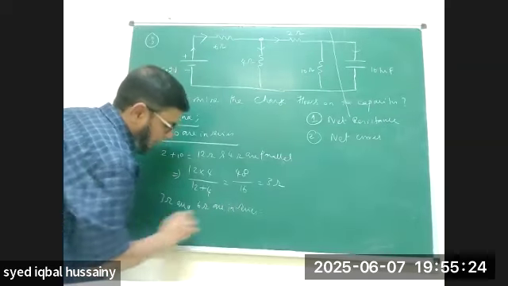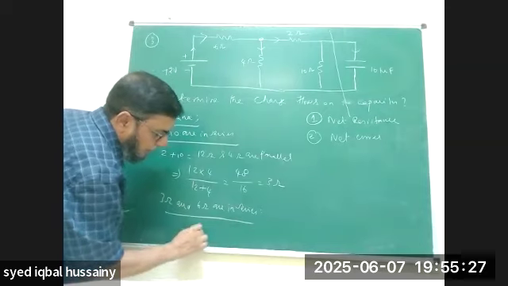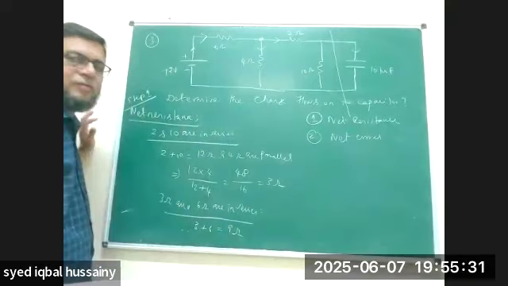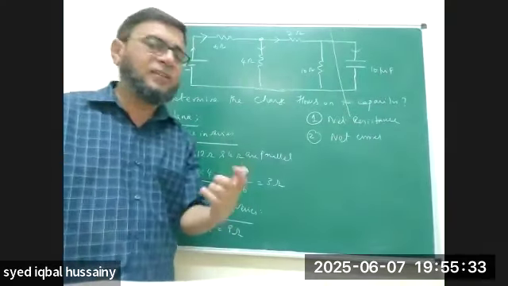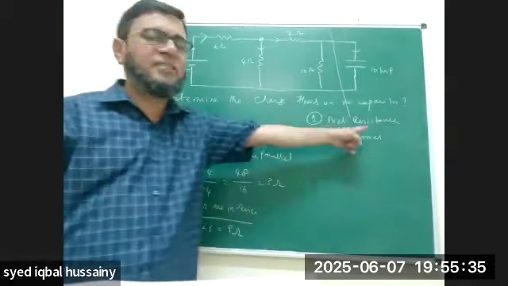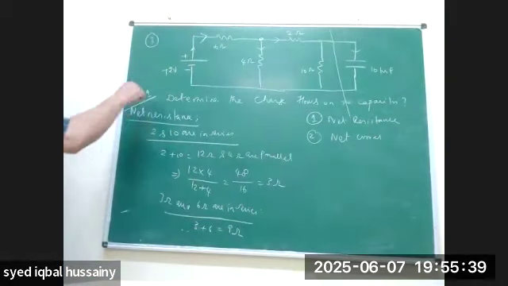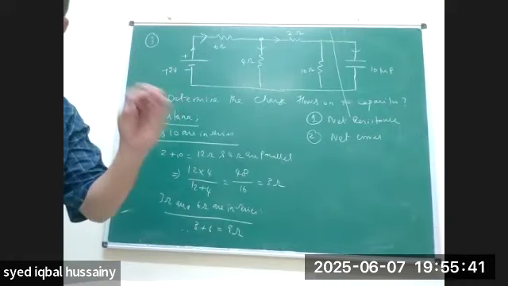Therefore 3 plus 6, 9 ohm is the final answer. 9 ohm is not the final answer. 9 ohm is the net resistance. Net resistance answer 9 ohms. Please copy. One by one. This is step 1. Step 1, you have to find out what is the net resistance.